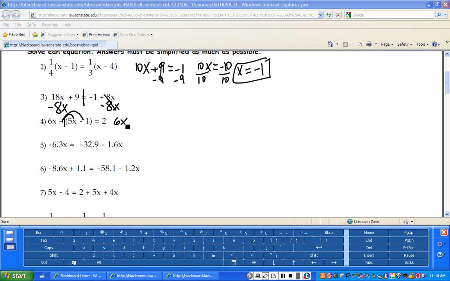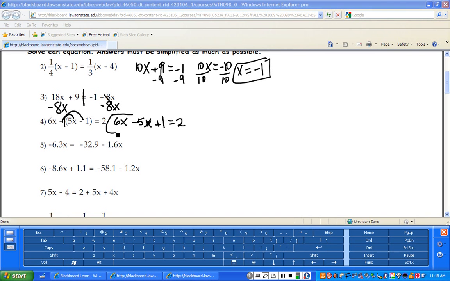So now this problem will look like this. 6x stays the same. Now this negative 1 times 5x makes it a negative 5x. Alright, and this negative 1 times this negative 1 becomes a positive 1. And you still have equals 2 on the other side. Didn't do anything there. Now, if you notice, we have like terms on the same side of the problem. These two terms, the 6x and the negative 5x, are like terms, and they're both on the left-hand side of the equal sign.